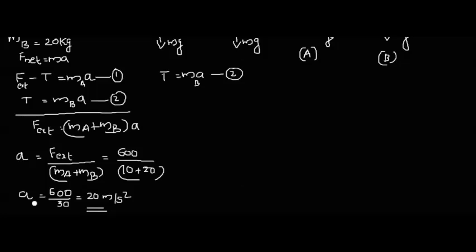Okay, now we got the value of acceleration. Next we have to calculate the tension in the string. To calculate the tension, we can put the value of acceleration in either equation number 1 or equation number 2, because in both cases the tension is the same. So I am applying the acceleration in equation number 2. Easily I can calculate the tension. Tension T is equal to MB into A, which is 20 into 20. That is, the tension in this case is 400 Newton.